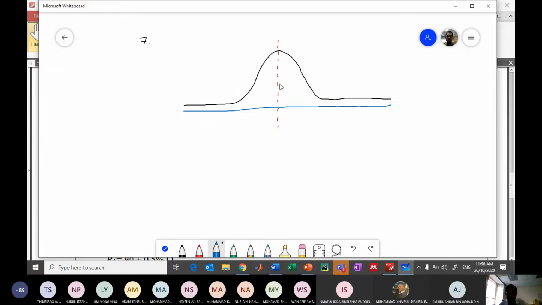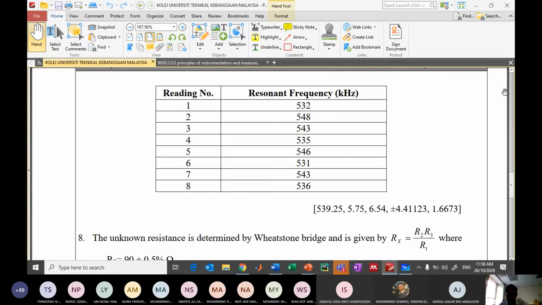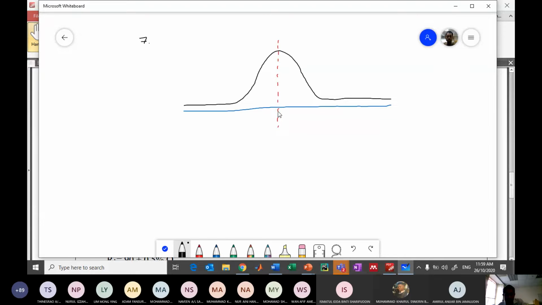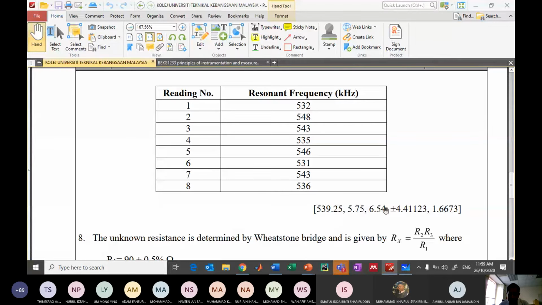So the center point here is going to be the mean. The mean is equivalent to, what was the value again? 539.25. So the center point here is going to be 539.25, and the unit is kilohertz. Then the standard deviation sigma is given as 6.54.